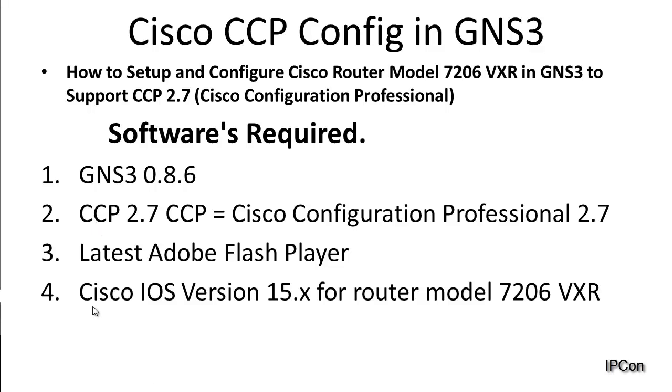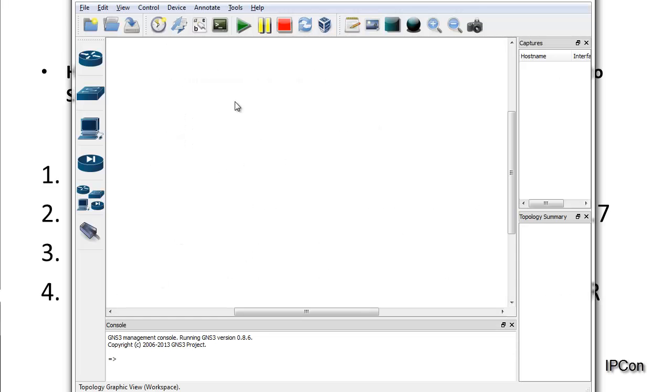To begin with, we need to open GNS3 software. The installation is very easy for GNS3. You just need to go to GNS3.net, and from there you can download the software and set it up. Let's click next, and finish.